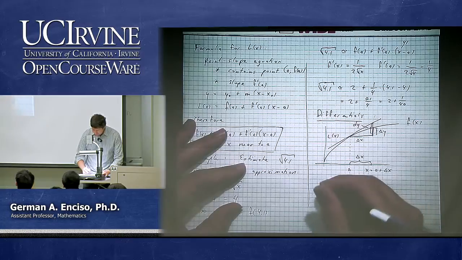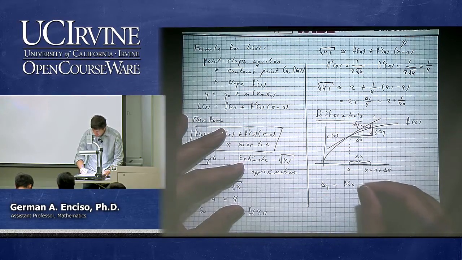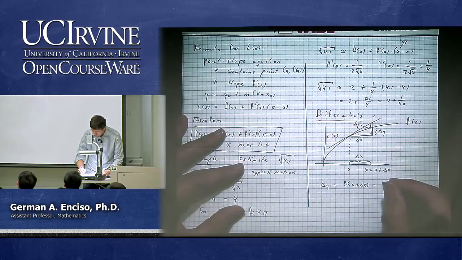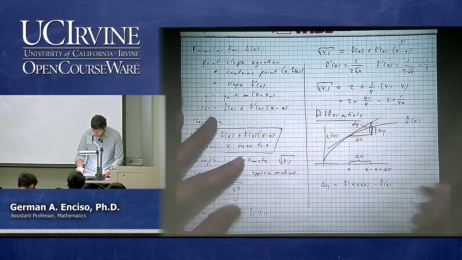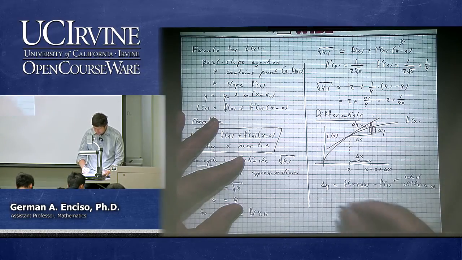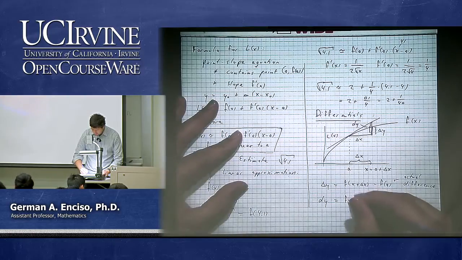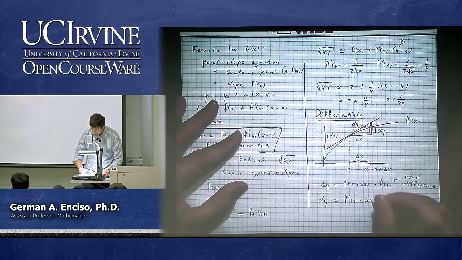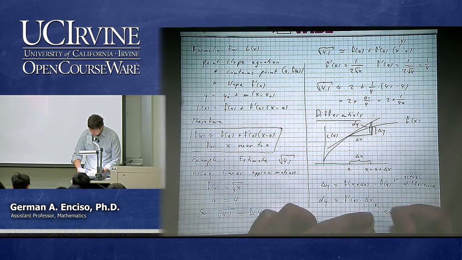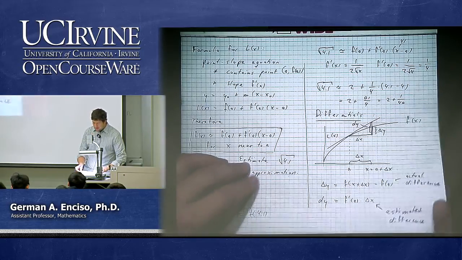All right? Let me write a formula for those two things. Delta y is equal to f of a plus delta x minus f of a, the actual difference between the two values, and dy has a much simpler formula, namely f prime of a times delta x, the estimated difference. Okay, we're basically doing the same thing with a different notation.